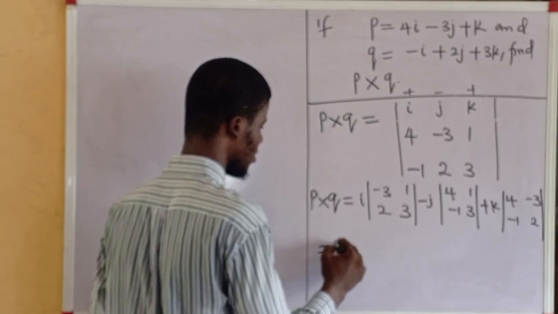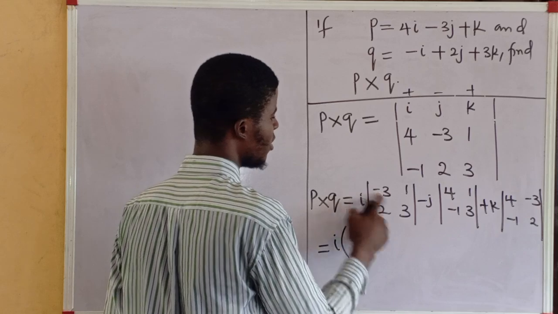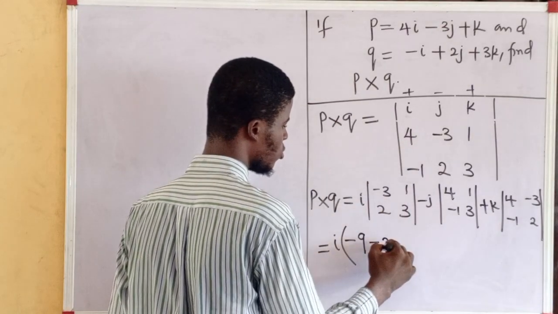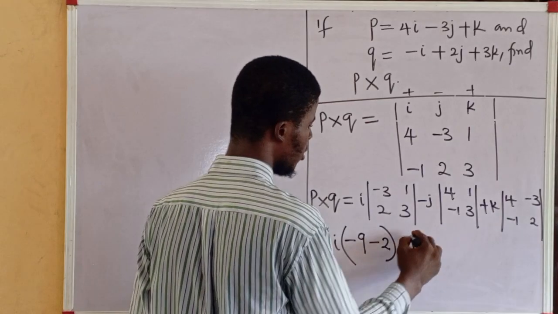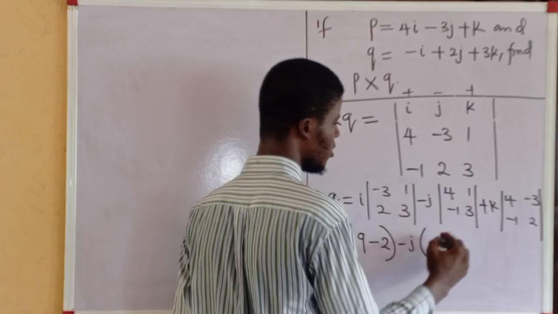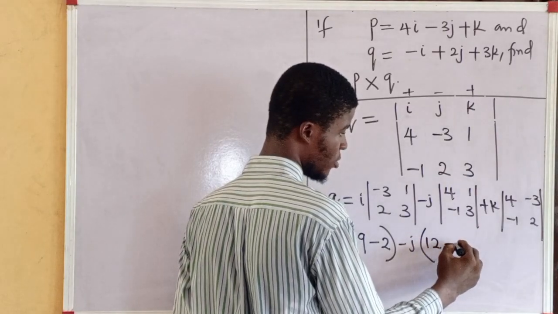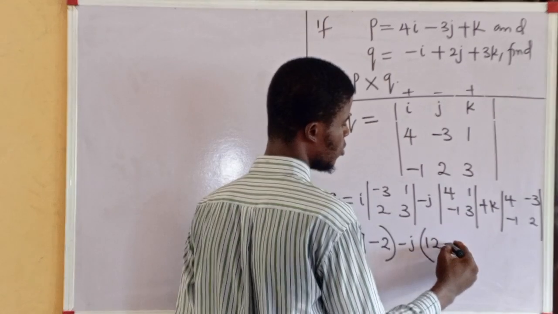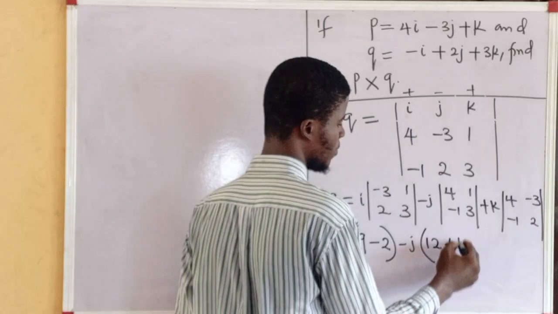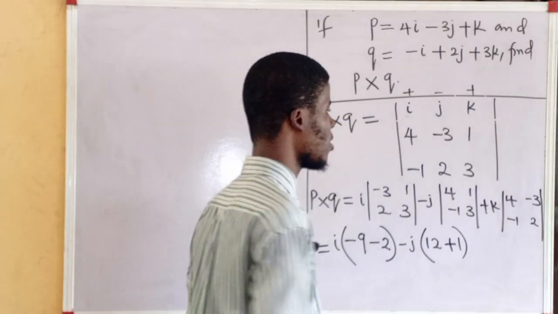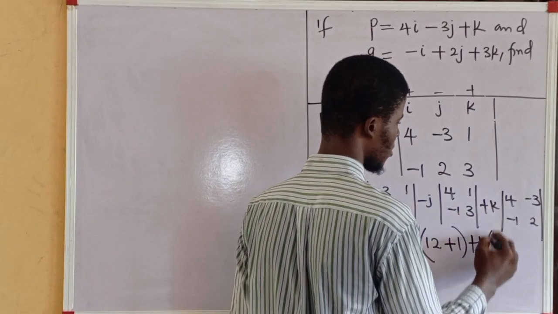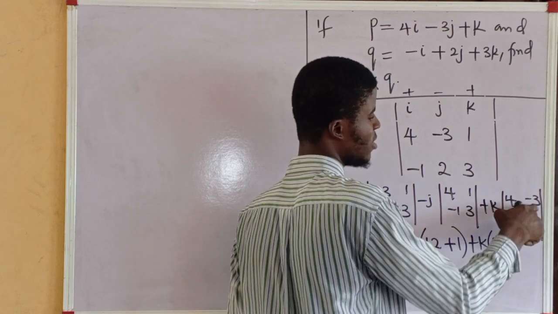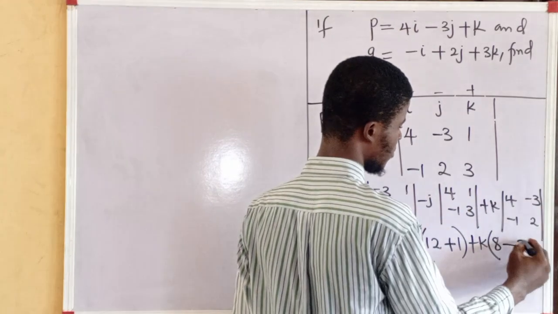Good. So we have this i into minus 3 times 3 is minus 9. Minus 2 times 1 is minus 2. Minus j into 4 times 3, 12. Minus 1 times 1 is minus 1. Okay, so minus times minus 1 is plus 1. You get the point? Plus k. 4 times 2 is 8. Minus 1 times minus 3 is plus 3.